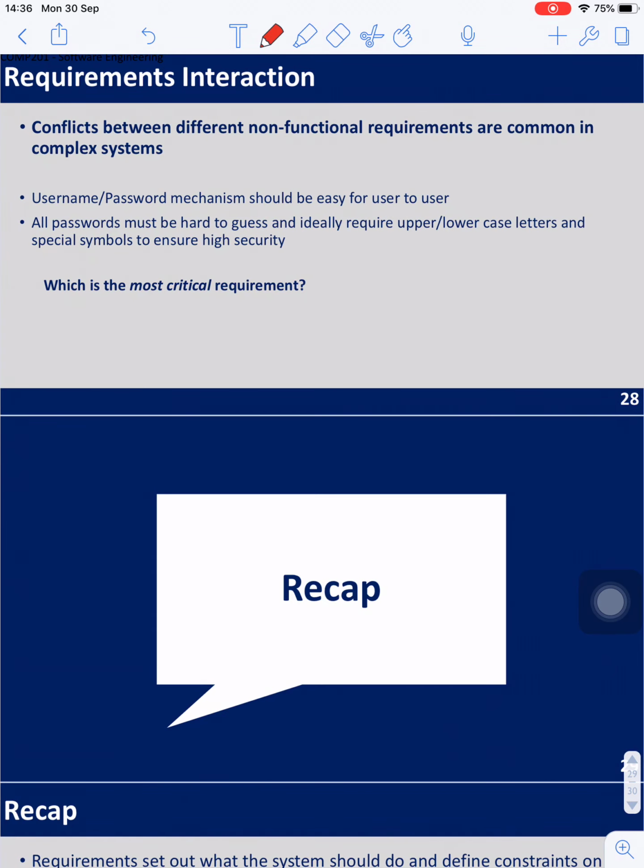The requirement interaction is that conflicts between non-functional requirements are common in complex systems. For example, passwords that are hard to guess are ideal, such as with upper cases, but they must be usable, so we should balance them.